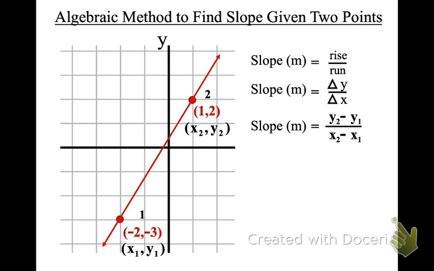What the little x means is the first x. When you have the y1, that means the first y. x2 means the second x. y2 means the second y. Okay? So now all we have to do is really substitute. We've named our points. We're using the formula.